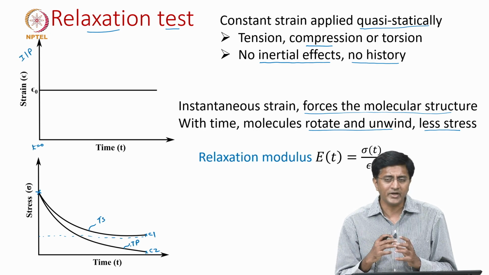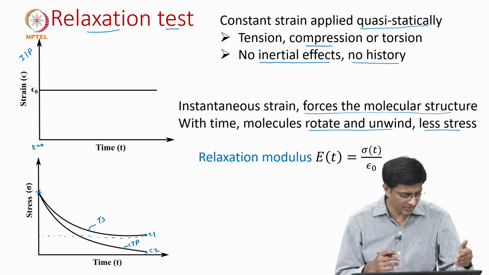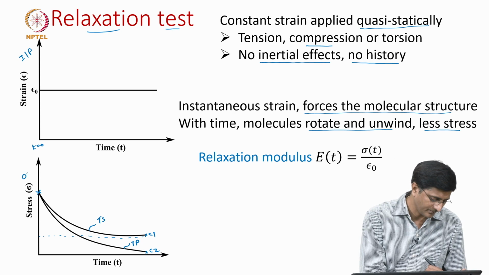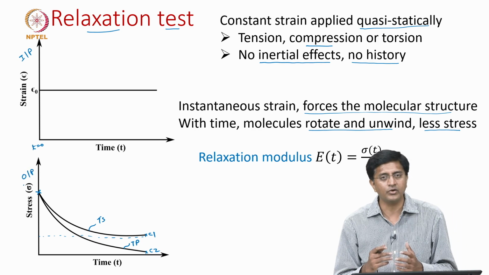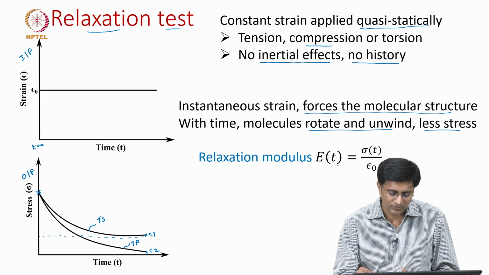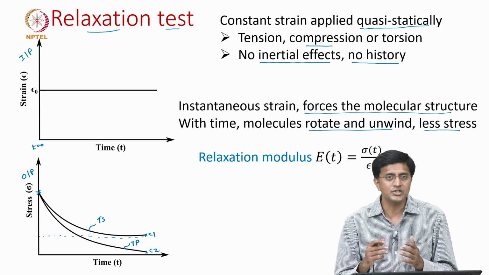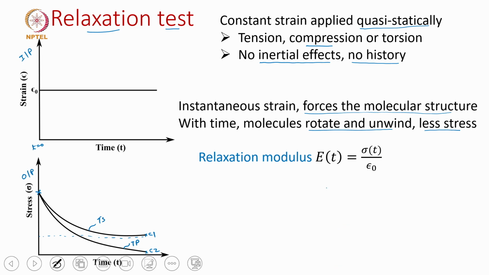So, now let us define how we can talk about modulus. We have seen the input strain and the output stress, but how do we now define the modulus? As we can see, strain is constant, stress varies with time. So, going by the definition of modulus as stress by strain, this modulus is changing with time. That is why we need to write it as a function of time t. Same thing with the stress. Here epsilon naught is the input strain. Okay.